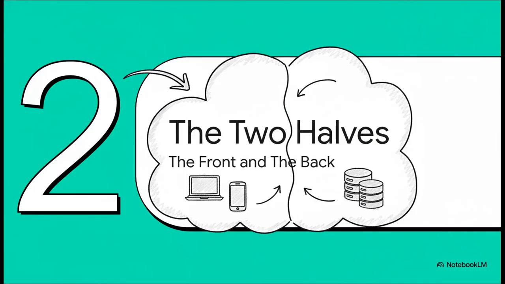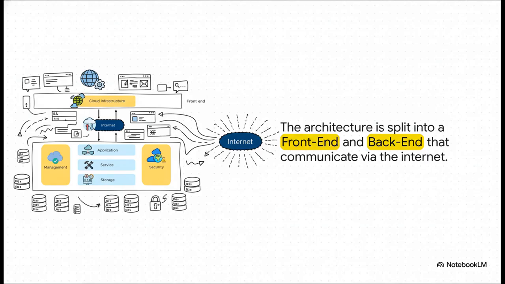So how is this blueprint even organized? Well, the most basic, fundamental concept you've got to get is that the entire cloud architecture is split right down the middle into two distinct but totally interconnected halves. This diagram here really lays it all out for us. You can see you've got the front end on one side and the back end on the other. They really are two separate worlds, and the bridge that connects them, that's the internet. Everything that happens has to flow across that connection.